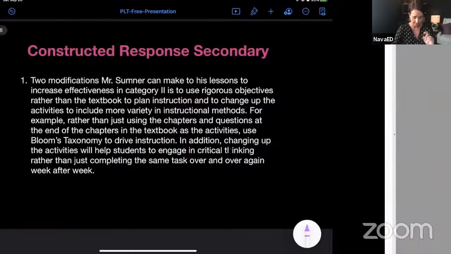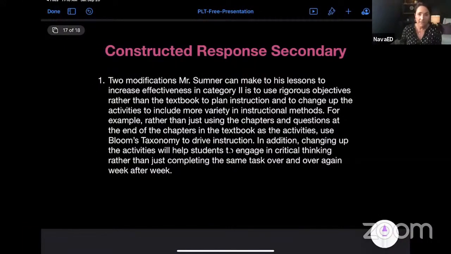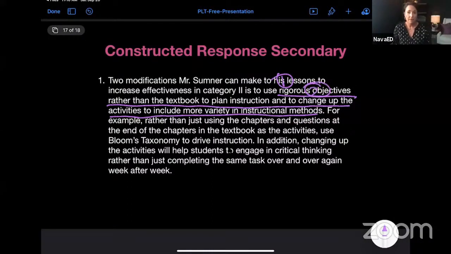All right, so let's go over here. The 2 modifications Mr. Sumner can make to his lessons to increase effectiveness in category 2 is to use rigorous objectives rather than the textbook to plan instruction and to change up activities to include more variety in instructional methods. All right, so 1, actually use objectives. There were no objectives used. And 2, change up the activities. It's like textbook questions, textbook questions.